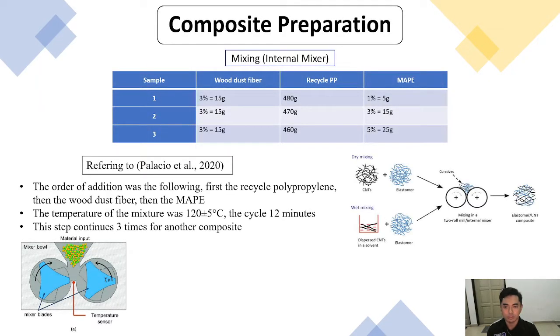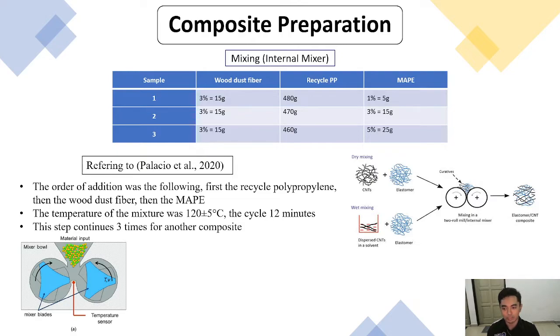And now we go to the composite preparation, which is mixing by using the internal mixer. The table shows the loading of the 3 samples of the wood dust fiber, recycled PP, and also MAPE.